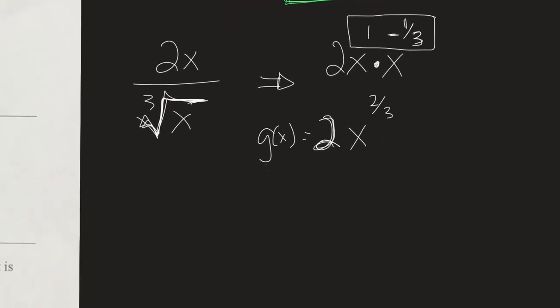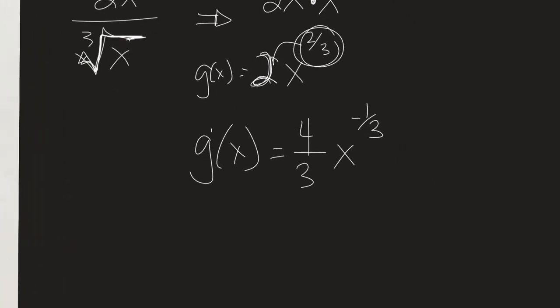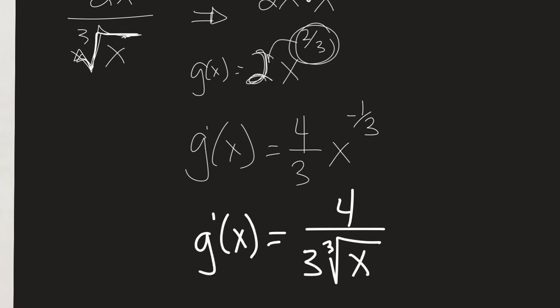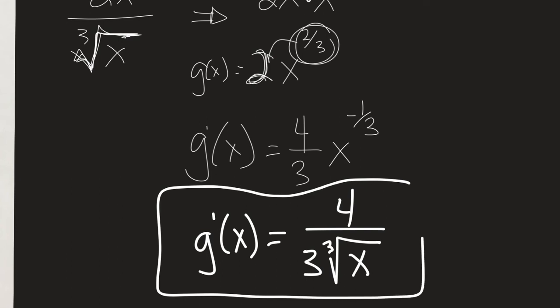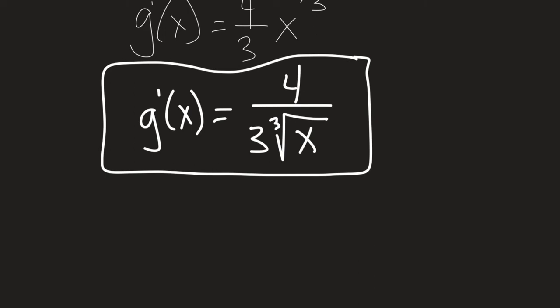So this is my simplified function of g. So now I can use the power rule to find g prime by doing 2/3 times 2, which is 4/3, x to the -1/3, when I subtract 1 from 2/3. Okay, so now I'm going to put that back in my denominator as the third root of x. So this is a nice way, in this case, of finding the derivative. So 4 over 3 times the third root of x.